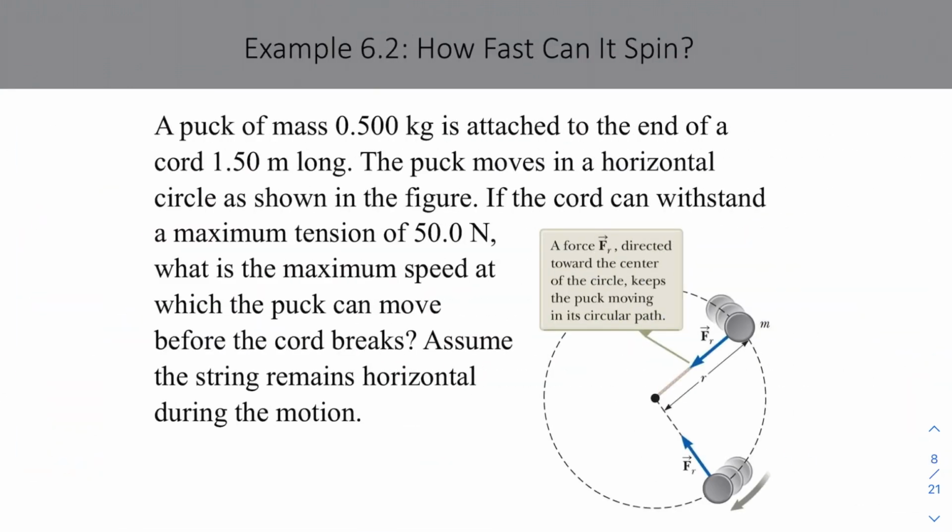Example 6.2, how fast can it spin? A part of 0.5 kilogram is attached to the end of a cord 1.5 meter long. The part moves in a horizontal circle as shown in the figure. If the cord can withstand a maximum tension of 50 Newton, this is the maximum tension that the cord may withstand. Bigger than this, it will break. What is the maximum speed at which the part can move before the cord breaks? Assume the string remains horizontal during the motion.